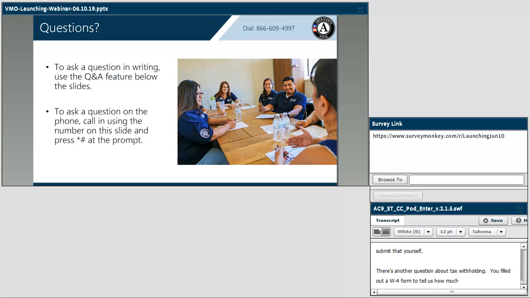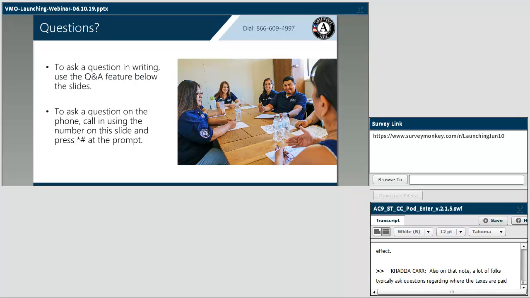There was another question about tax withholding. You filled out a W-4 form to tell us how much federal income tax withholding you want us to hold back. You can change that at any time. Say after your first couple of paychecks, you figure this isn't the right amount coming out. You can go back in and adjust it, hold back a little bit more or a little bit less, and that'll take effect in the next pay period. It might not be in the very next pay, but the next full pay period will go into effect.